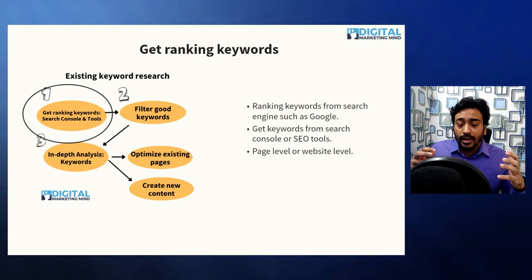For example, if I only want to focus on keywords with potential from a certain specific page, then I should only analyze that particular page. But if I'm looking for general keyword research optimization from my existing content, then I will do this process for my whole website to find keyword opportunities for different pages.